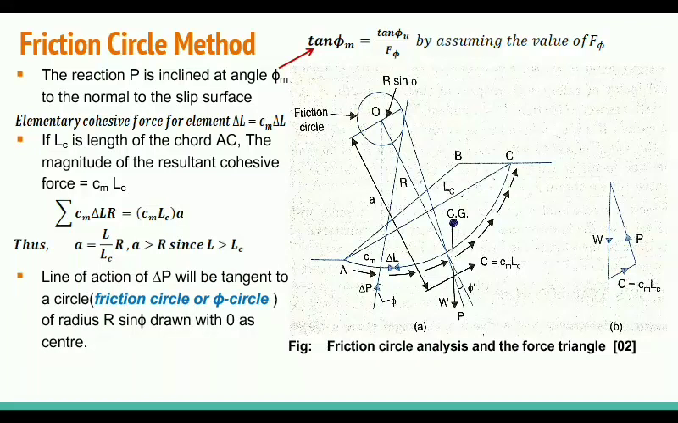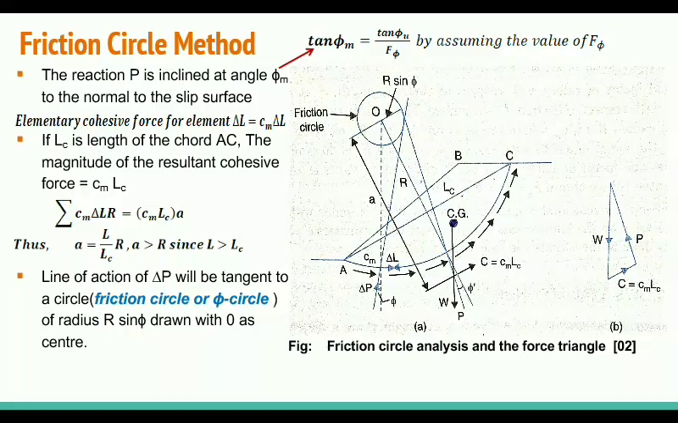So the line of action of delta P will be the tangent. There are two things. Delta P is the reaction for the element delta L, and it will be at an angle phi m to the normal of the slip surface, and the total reaction P will also be at angle phi m to the normal of the slip surface. So the line of action of delta P will be tangent to a circle. All the delta P will be tangent to a circle, and that circle is called the friction circle, as shown in the figure. That is called the friction circle or phi circle.